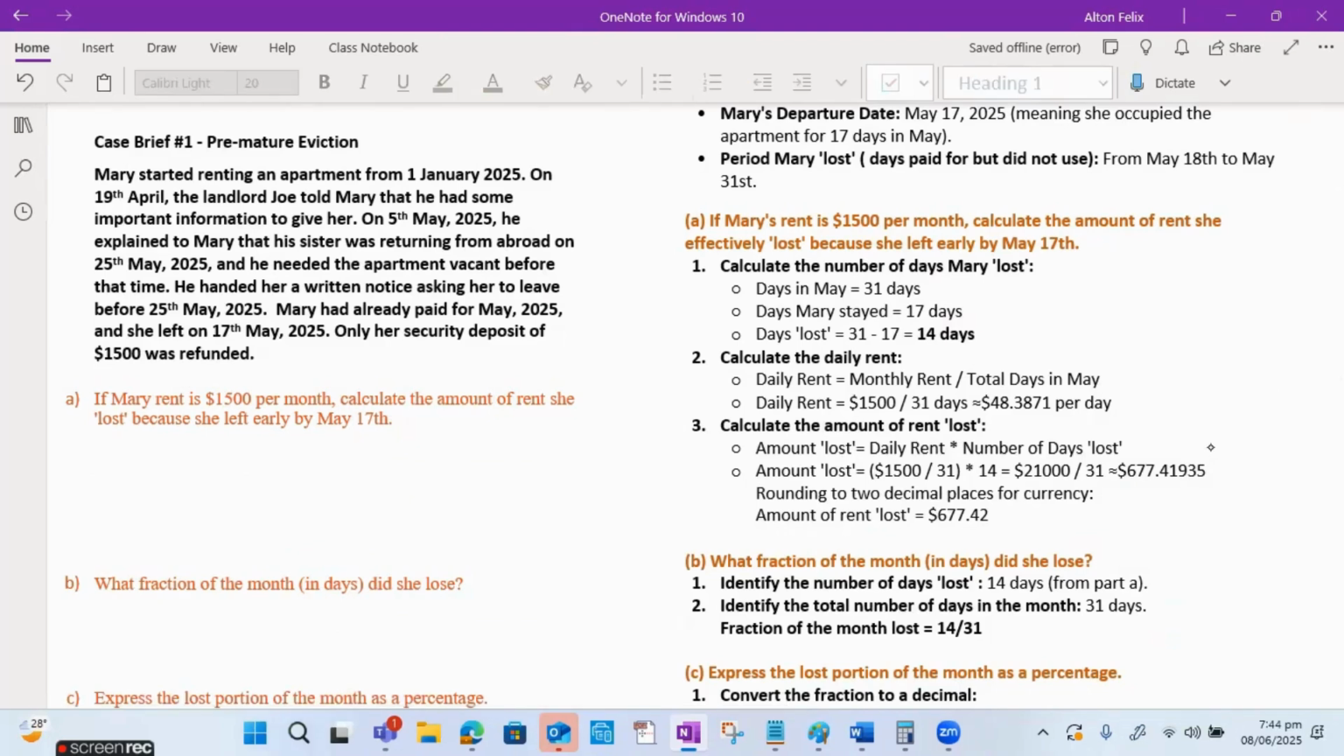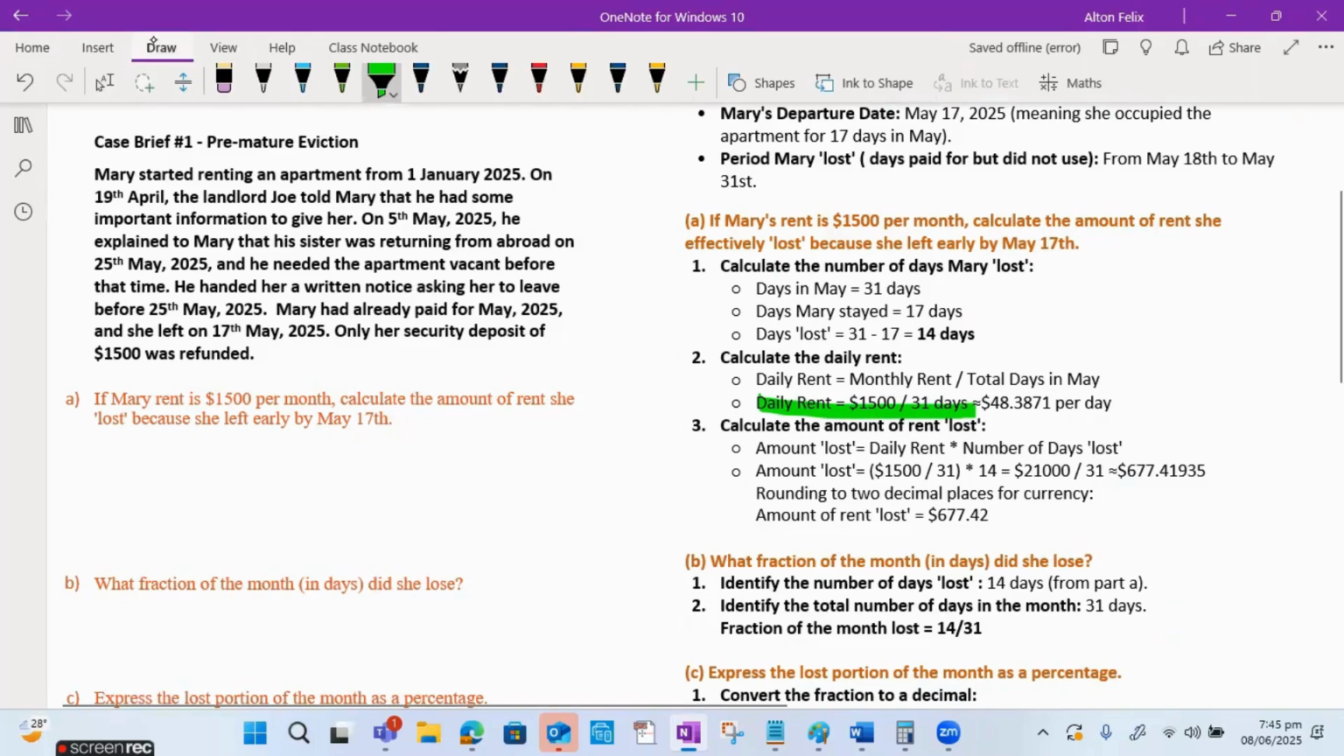So if the total number of days are 31 days, then effectively Mary's daily rent can be worked out by dividing the monthly rent, which is $1,500, by 31 days. And that will effectively give us a daily rent of $48 and around 39 cents.